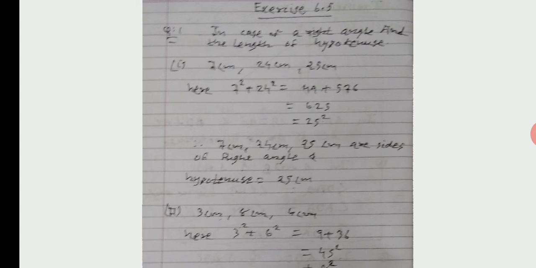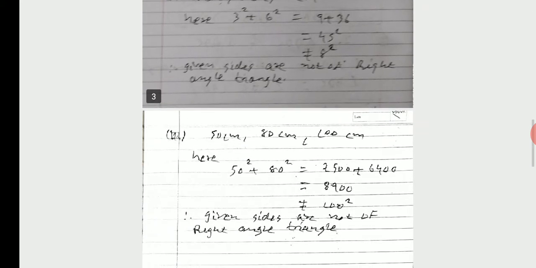Now second, 3 centimeter, 8 centimeter, 6 centimeter. Here smallest sides are 3 and 6. So 3 square plus 6 square equal to 9 plus 36 and it is equal to 45. So 45 is not equal to 8 square. So given sides are not of a right angle triangle. So here there is no question to find out hypotenuse.